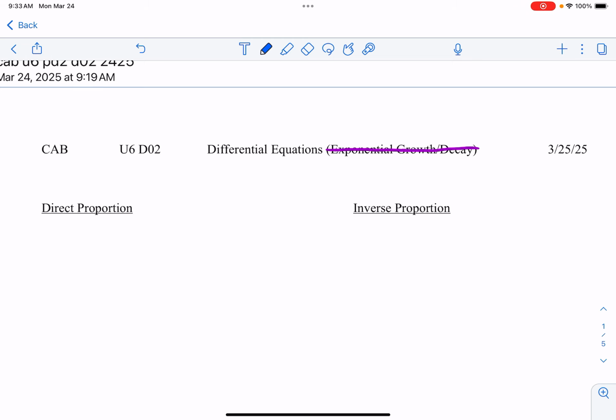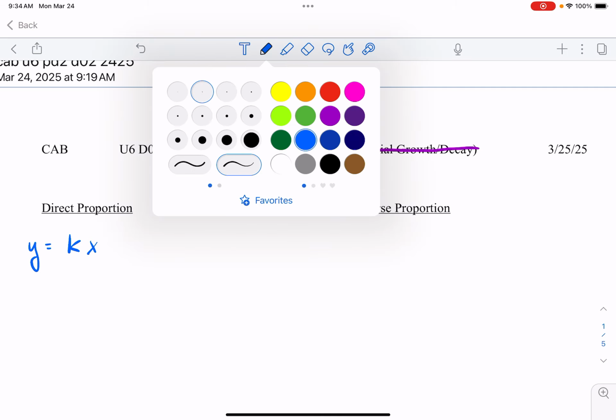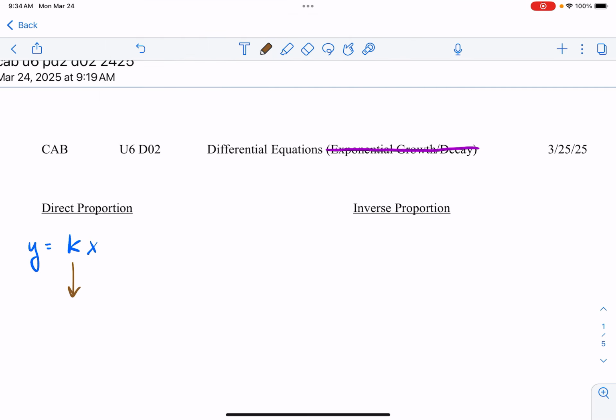All right, so the first thing you need to know is the difference between direct proportion and inverse proportion. A direct proportion graph is one that is in the form of y equals k times x. The reason why we say y is in proportion with x is because as x increases, y is also going to increase, and vice versa. So as x decreases, y decreases. K is called the constant of proportionality, and we will always use k to represent that constant that we are multiplying by x.